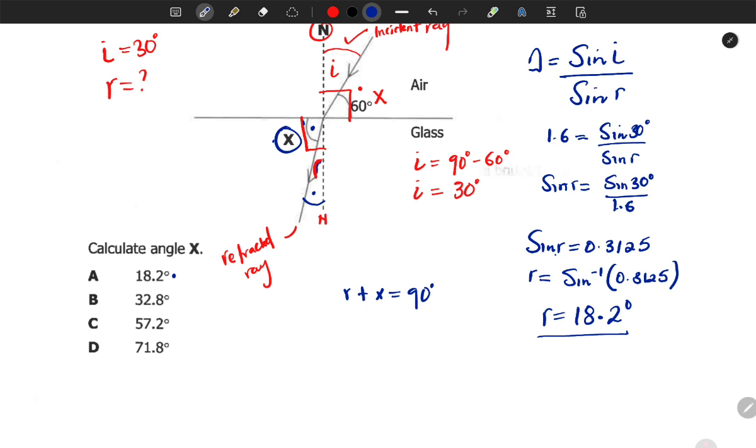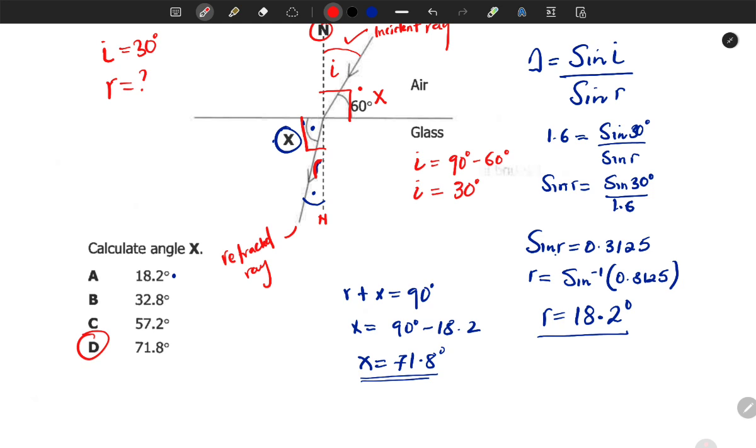So X would now just be equal to 90 degrees minus the one that you found there, 18.2. So X is just equal to 71.8 degrees, which you can see as D.